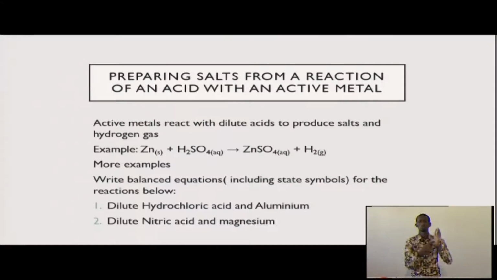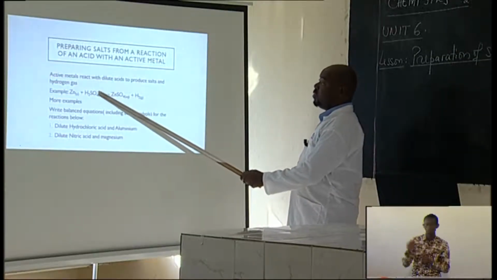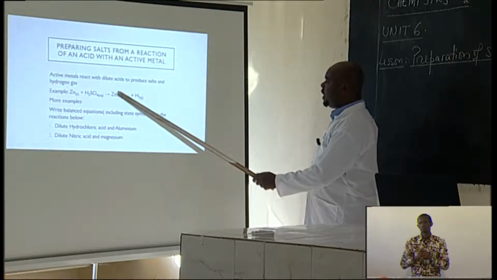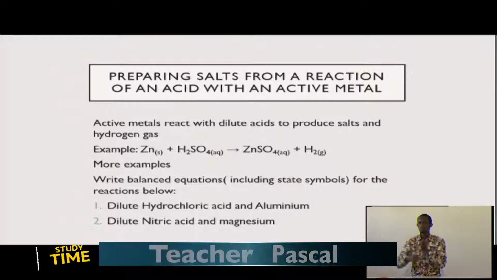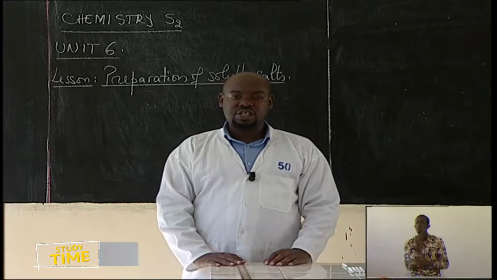So when you take a metal like zinc in the solid state and react it with aqueous dilute sulfuric acid, we produce zinc sulfate plus hydrogen gas. You can see that this zinc sulfate is in aqueous solution. What does it mean? It means that our salt is soluble in water, so you cannot have it in the solid state.